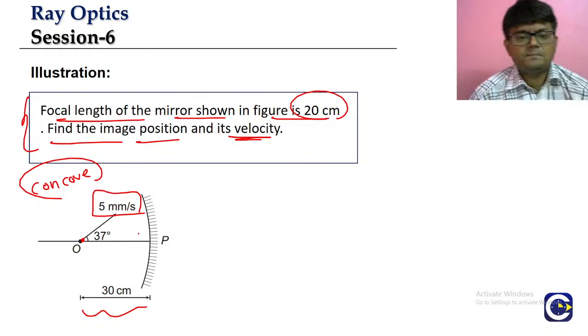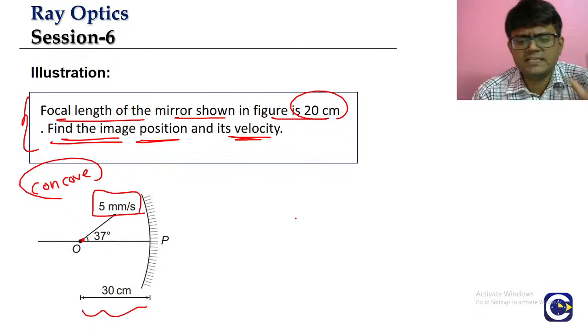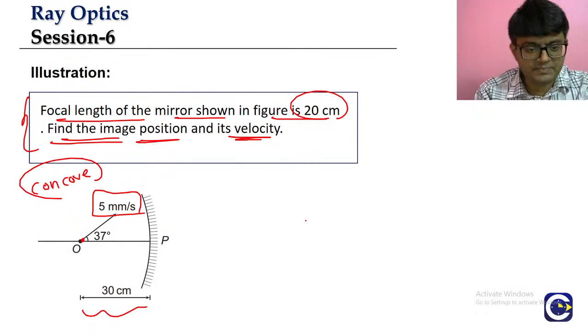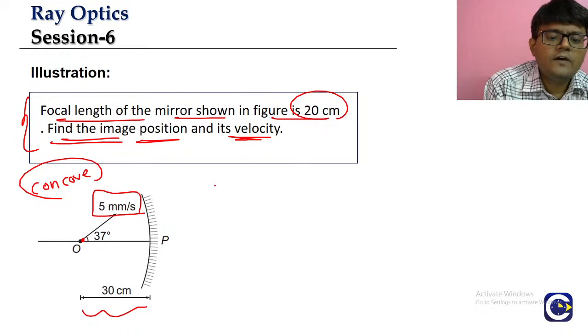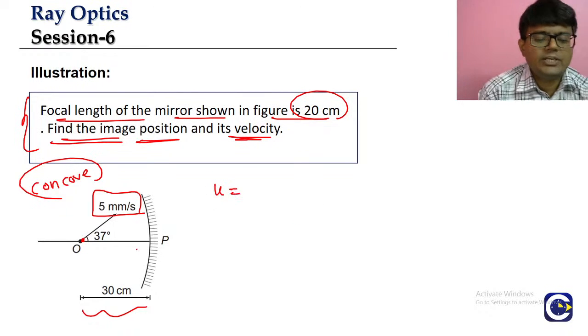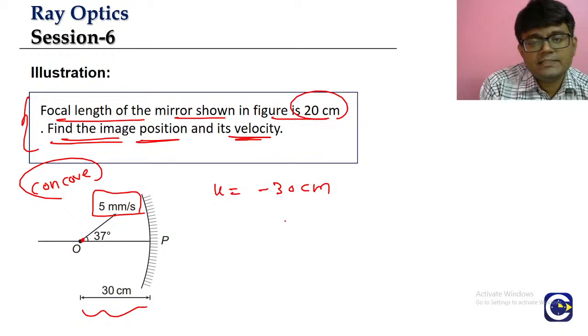We will go step by step. First, they're asking to find the image position. I think this is a pretty straightforward thing. Guys, I'll wait for some time. You can find the image position and tell me what we are going to do for this particular configuration. We know the u value. What is the object distance? It will be minus 30 centimeters. Why?